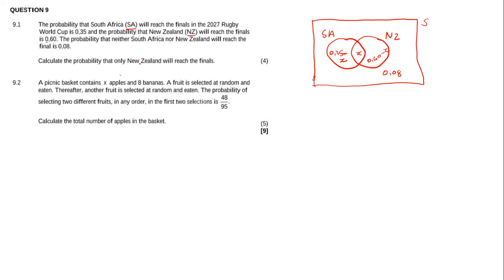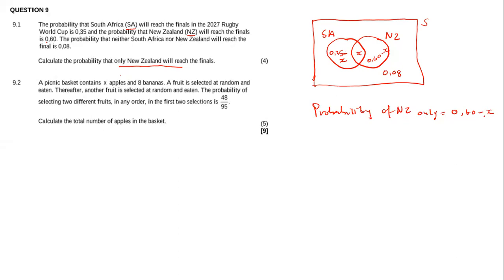So now, here they want us to calculate the probability that only New Zealand will reach the final. So what do we want to calculate? We want to calculate this portion only of New Zealand, which is given by 0.60 subtract X. So the probability of New Zealand only, from our Venn diagram, will be given by 0.60 subtract X. This is the probability of New Zealand only in terms of X. So we're going to have to determine the value of X, and we substitute it, and then we get the probability of New Zealand only.